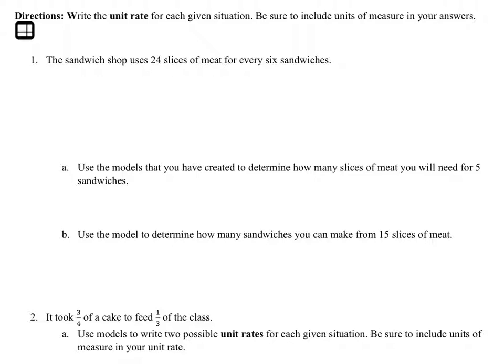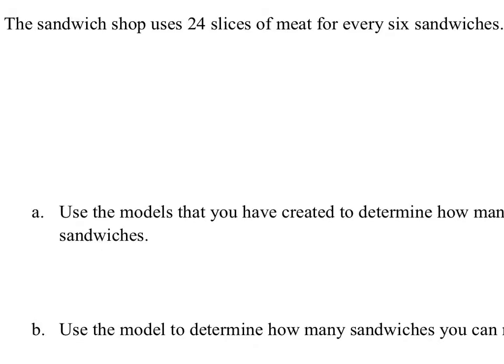For example, on this one, the sandwich shop uses 24 slices of meat for every 6 sandwiches. So on this one, we'll make our ratio. And what 2 things are we comparing? Slices and sandwiches, right? So we got slices and then sandwiches.